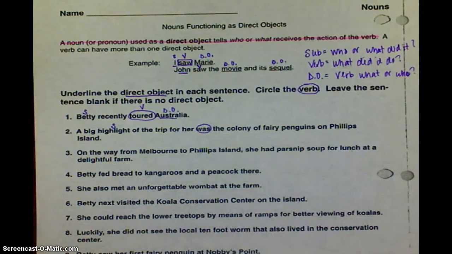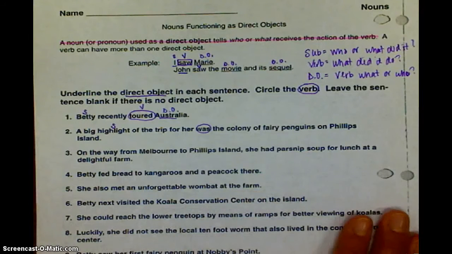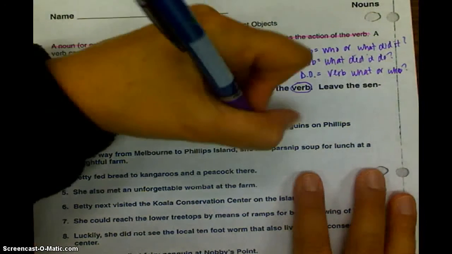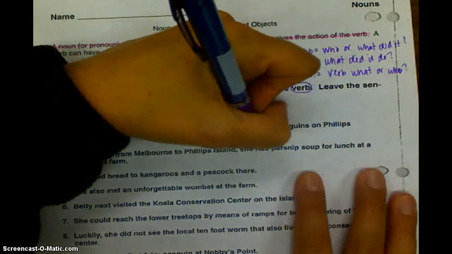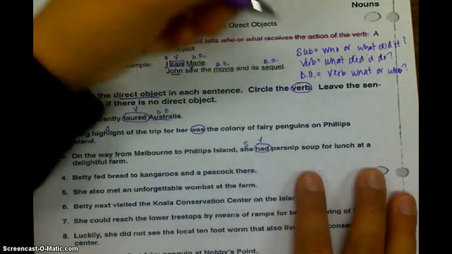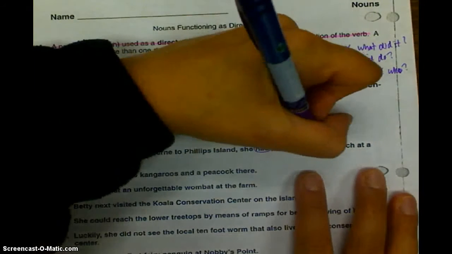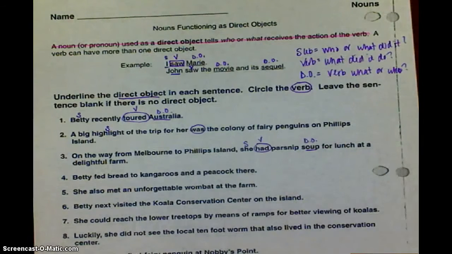Number 3, on the way from Melbourne to Phillips Island, she had parsnip soup for lunch at a delightful farm. Who or what did it? She, right? What did she do? She had what? She had soup. Soup is our direct object. Okay?